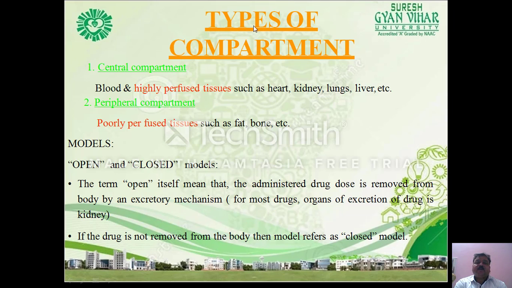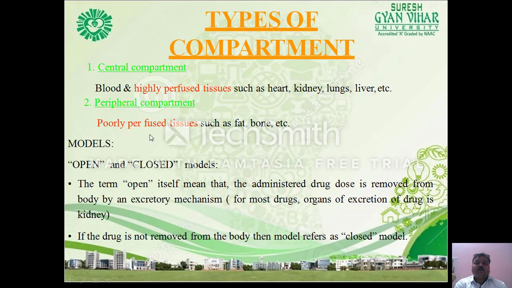Then types of compartment, as I told you: the central compartment, which means the blood and highly perfused tissues such as your heart, kidneys, lungs, liver, etc. Peripheral compartments mean poorly perfused tissues such as fat, bones, etc.